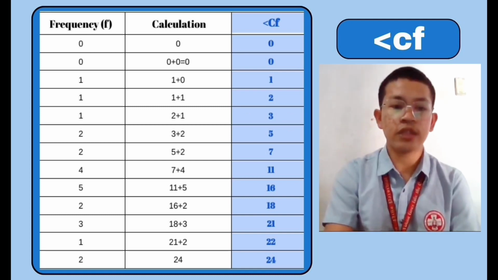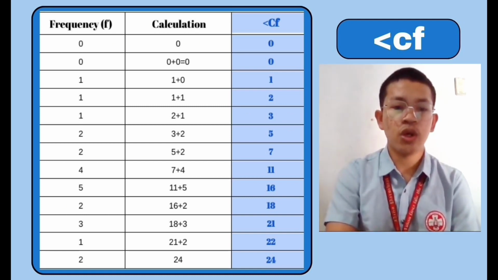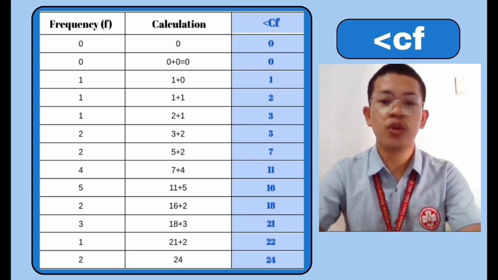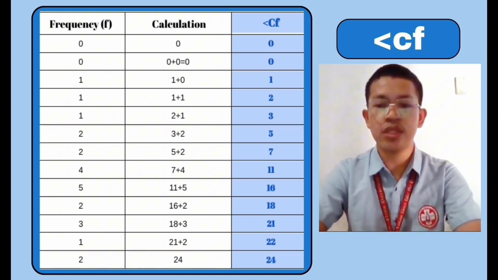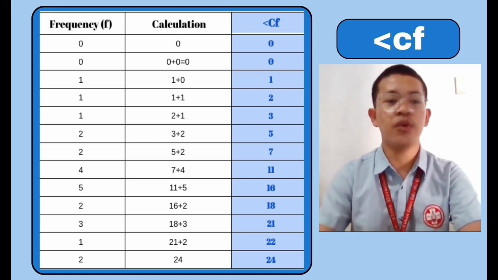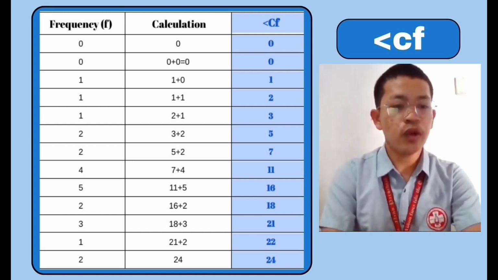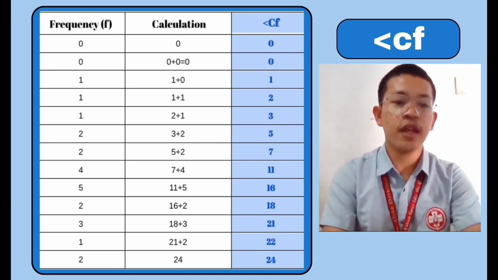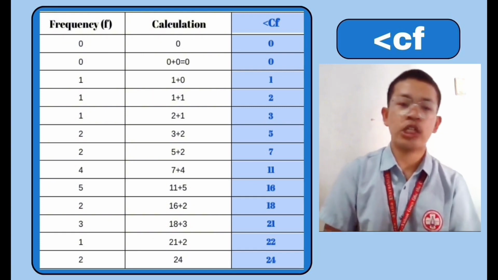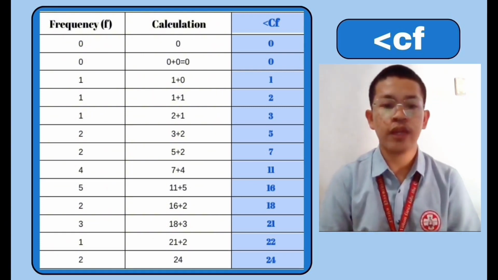The calculated values of the less than CF, or the less than cumulative frequencies, are 0, 0, 1, 2, 3, 5, 7, 11, 16, 18, 21, 22, and 24.